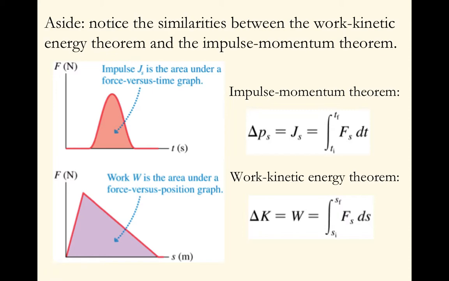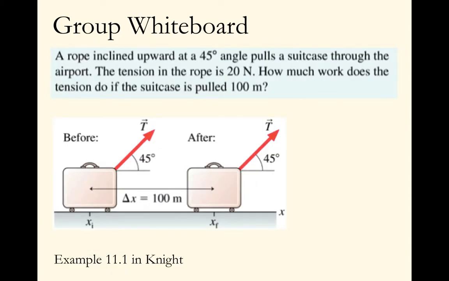Whereas for work, we have the work-kinetic energy theorem. Delta K, our change in kinetic energy, is equal to the work, and we can find that by finding the area under our force-displacement graph. So we can just take the area under this, say, triangle, and we'll be able to find our work, or our change in kinetic energy.